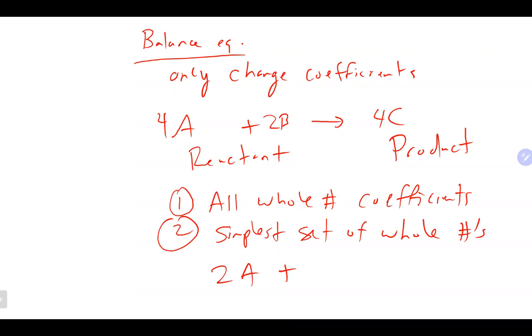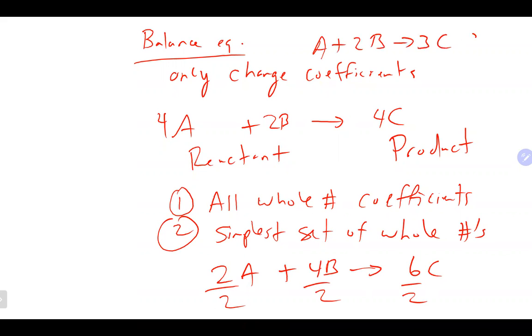And again, what I mean by that is, as we may have talked about last time, if you went through and balanced some equation and ended up with these as your coefficients, you could clearly go back through and divide everybody by 2, which would yield you in this case A plus 2B goes to 3C. That would be the correctly balanced equation.